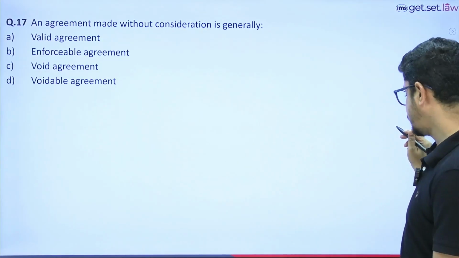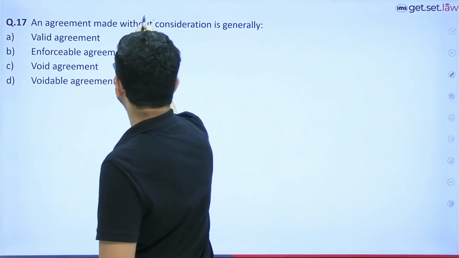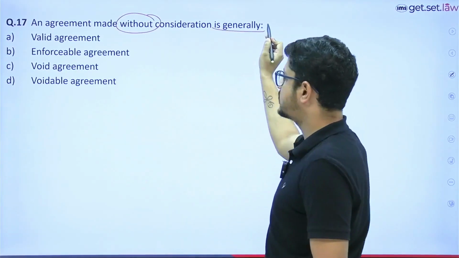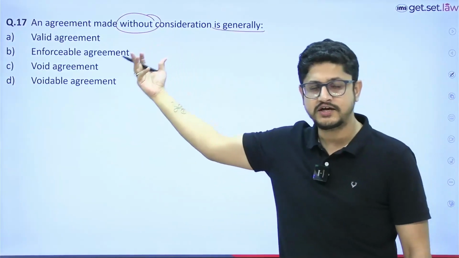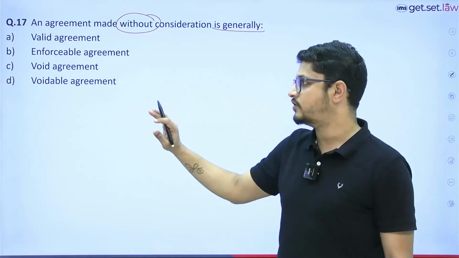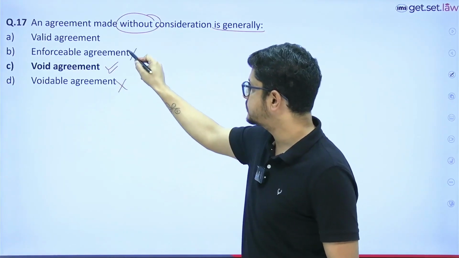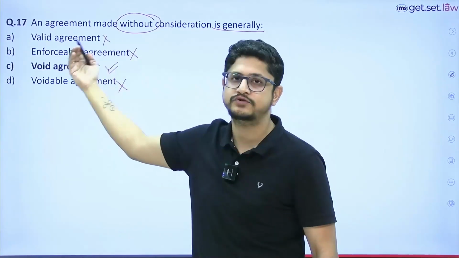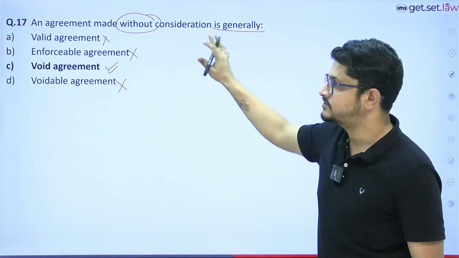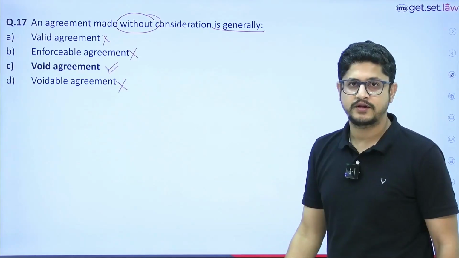The last question for this one is, an agreement made without consideration is generally. So we know consideration is one of the elements of a contract and it makes a void agreement. So it does not talk about voidability, enforceability and valid. Since it is not valid, it cannot be enforceable. That's why we'll stick to question number 17 only.